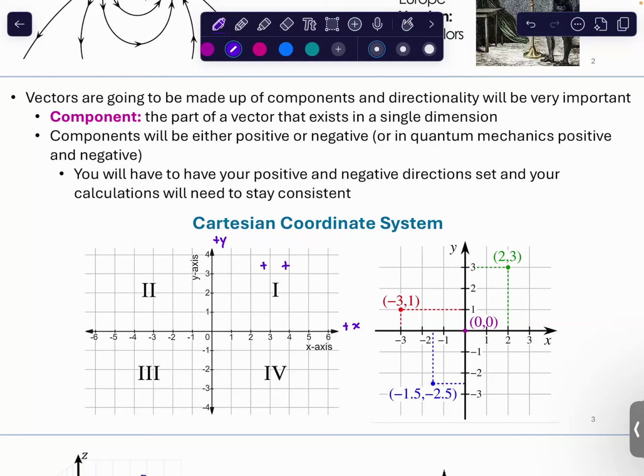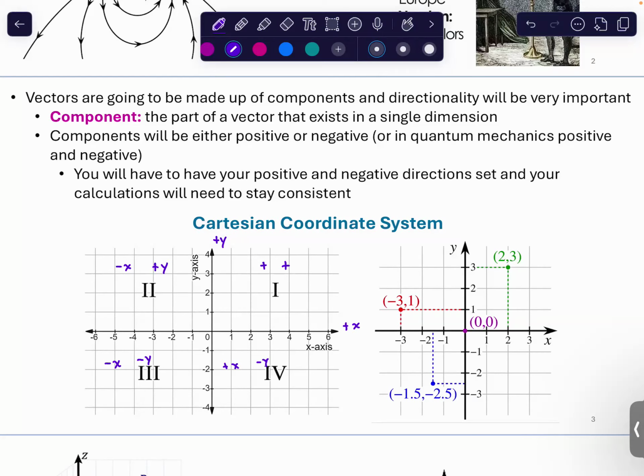X and Y are both positive. In your second quadrant, negative X, positive Y. What about the third quadrant? Negative, negative. And then the fourth quadrant: positive X, negative Y.